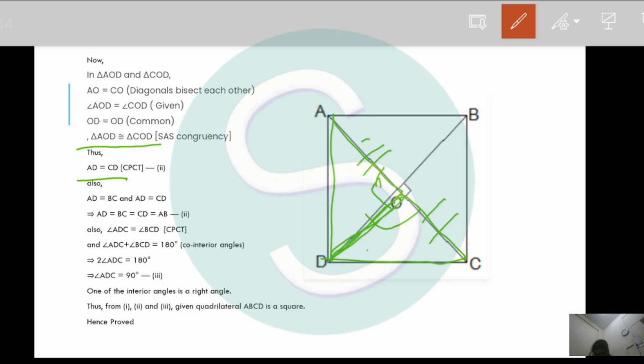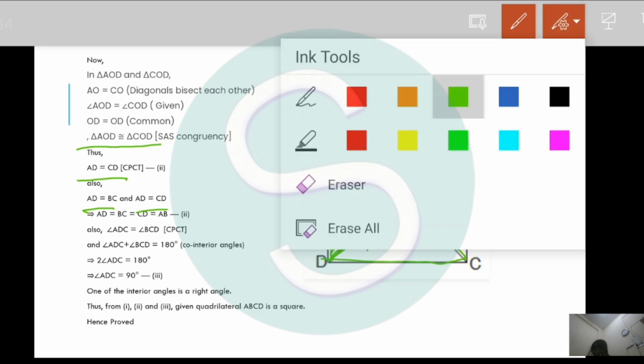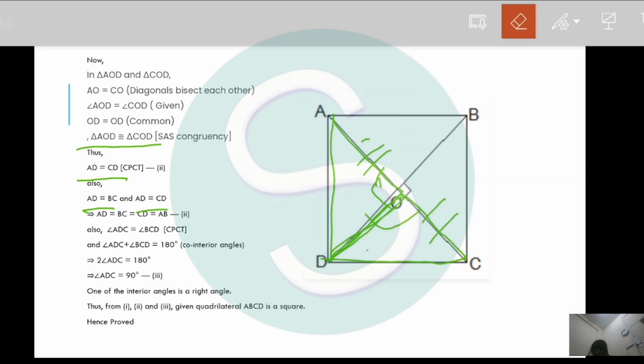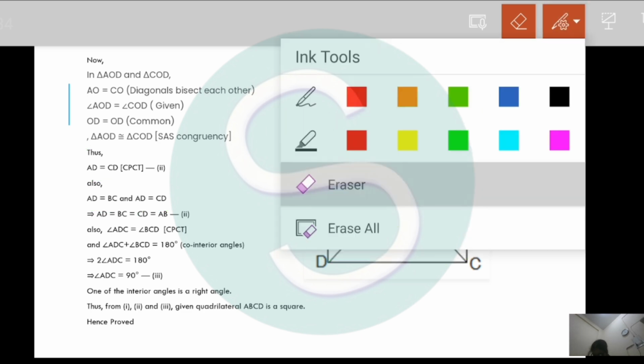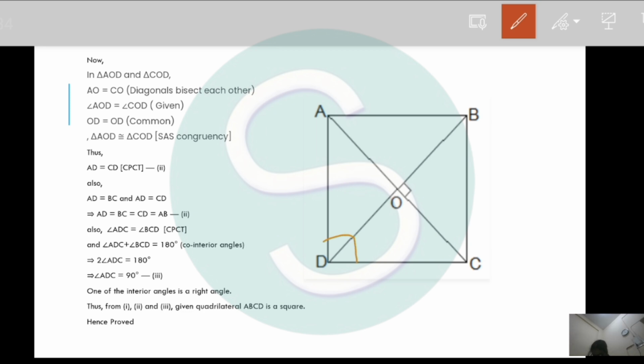So by CPCT we can say AD is equals to CD. Also AD equals to BC, right? And AD equals to CD. So this implies AD equals to BC equals to CD equals to AB. And also by CPCT we can say ADC, this angle is equals to this angle, right? So after we prove that ADC equals to BCD, then we also have proved that AD is parallel to BC.